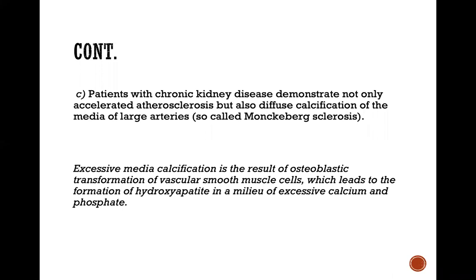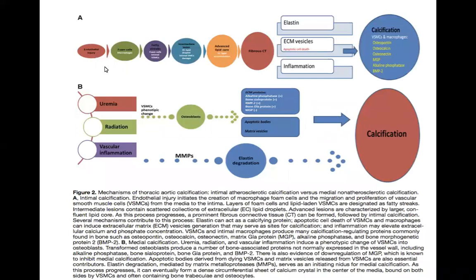Excessive media calcification is a result of osteoplastic transformation of a vascular smooth muscle cell, which can lead to formation of hydroxyapatite in the milieu of excessive calcium and phosphate. So it's all about calcium and phosphates in the end. This is just to show you the schematic summary of what I just mentioned.